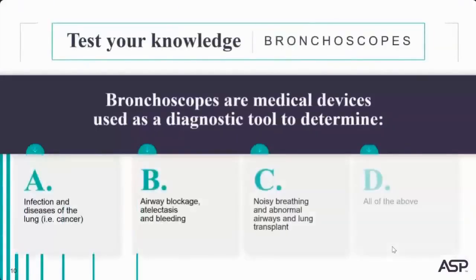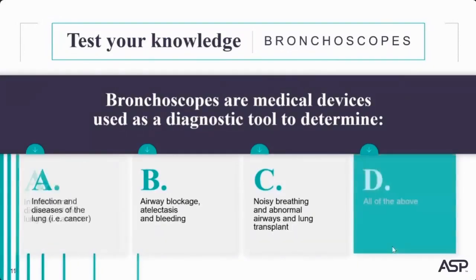So let's test your knowledge on this portion of the presentation. Bronchoscopes are medical devices used as a diagnostic tool to determine A, infection and disease of the lung, i.e. cancer, B, airway blockage, atelectasis, and bleeding, C, noisy breathing and abnormal airways and lung transplant, or D, all of the above. D, all of the above.